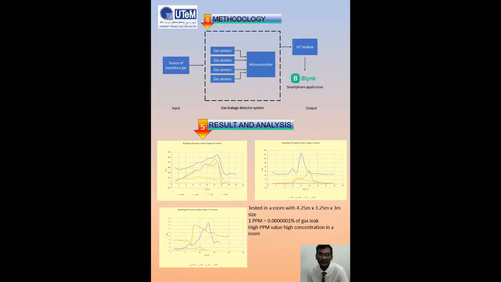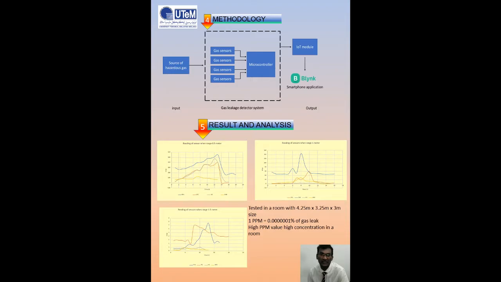As for our method of executing the gas leakage detection system, first, Arduino Uno is used as the brain of the project. Then 4 types of gas sensors are used to detect 4 types of gas. They are MQ4 to detect methane gas, MQ6 to detect LPG gas, MQ8 to detect hydrogen gas, and MQ135 sensor to detect ammonia gas. The gas sensors are calibrated according to the sensor datasheet to obtain the intended result.